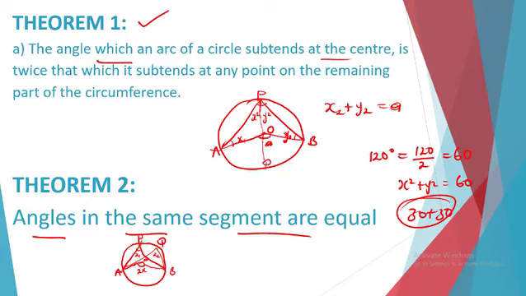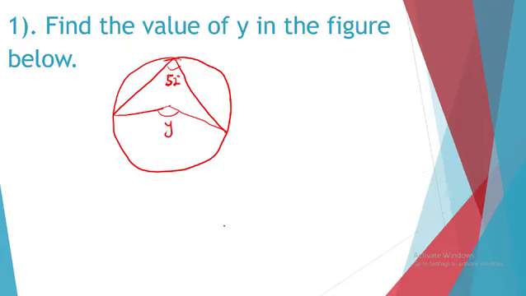The angle at P is equal to the angle at Q. x1 is equal to x2. That's one thing you need to bear in mind. So that's why we say the angles in the same segment are equal. The angle x1 is equal to the angle x2. Just bear that in mind. So let's quickly take examples before we go to theorem 3.